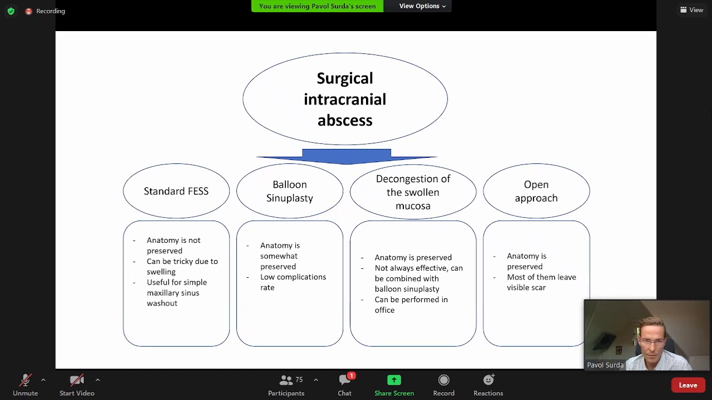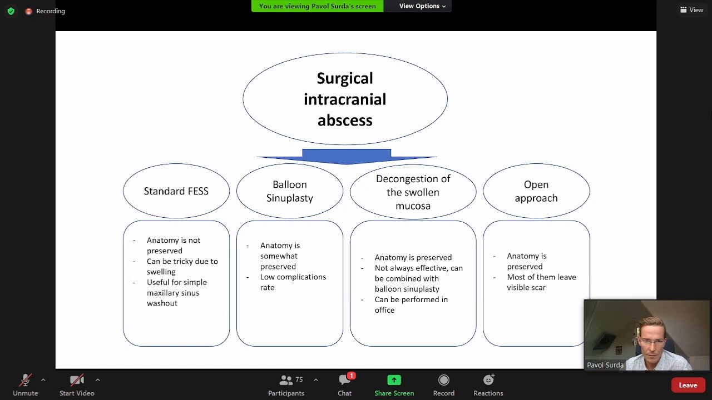And so we have now got some cases where you can see this 14-year-old who had a typical presentation associated with an intracranial collection.